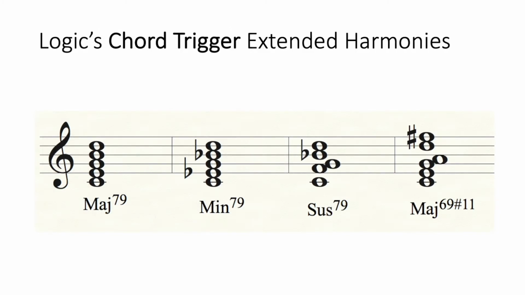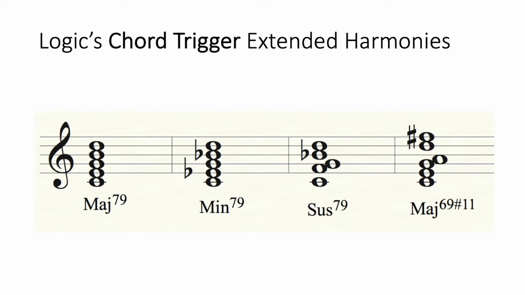We can listen to extended harmonies with Logic's chord trigger. We have 4 examples here: the major 9th chord with the 7th as well, the minor 9th chord with the 7th as well, a sus4 triad with the 7th and 9th added, and a major triad with the 6, 9, and sharp 11 added as well.